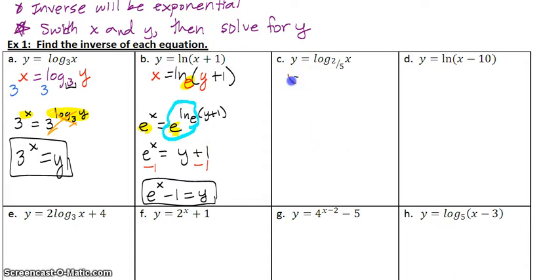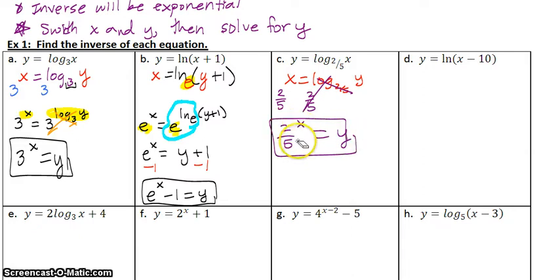Alright, so here I go, a little bit faster. Step 1, switch x and y. Step 2, I'm trying to get rid of my log. This time I have a base of 2/5. I'm going to take both sides as exponents of 2/5. So my final answer is 2/5 to the x power equals y for part C.